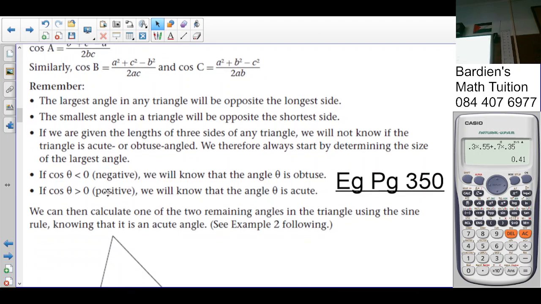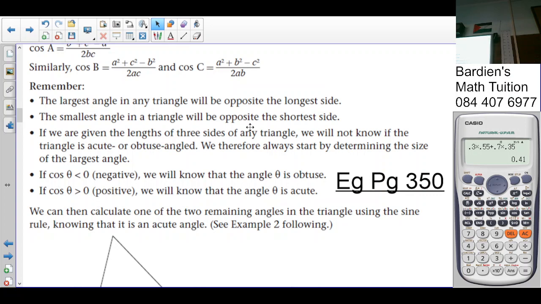Remember, the largest angle in any triangle will be opposite the longest side. The smallest angle in the triangle will be opposite the shortest side. If we are given the lengths of three sides of any triangle, we will not know if the triangle is acute or obtuse. We therefore always start by determining the largest angle. How do we know it's going to be the largest angle? It will always be opposite the largest side. So I make the largest side the subject of the formula.